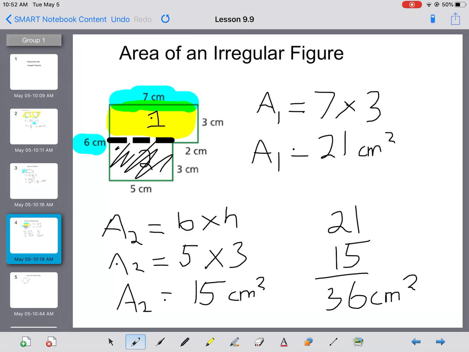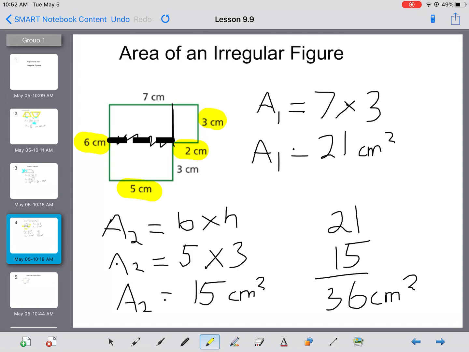Now, some of you might be saying, yeah, but Ms. Sayaf, isn't there another way to solve this? There is. If you wanted to, you could draw your dotted line this way. Pretend this one's gone, okay? And then you could do 5 centimeters times 6 for this big box, which would give you 30. And then you could do 2 times 3 for this little rectangle, which would give you 6. 30 plus 6 is 36. There are multiple different ways to attack a problem, just so you're aware.